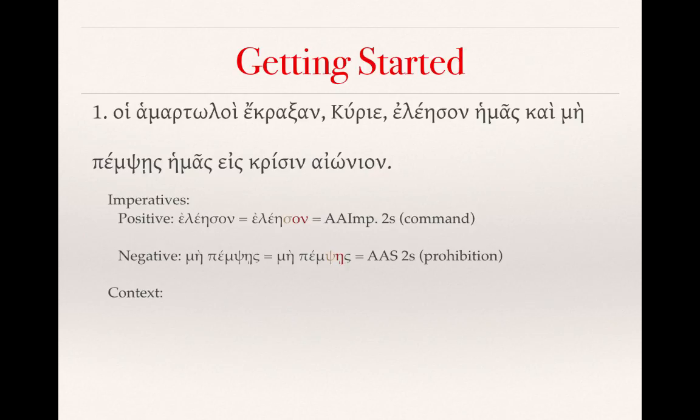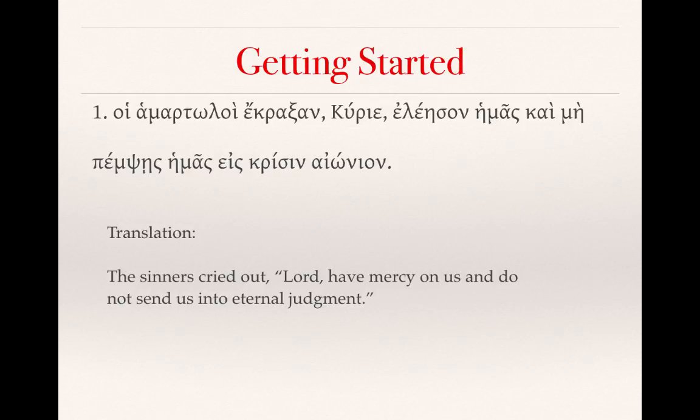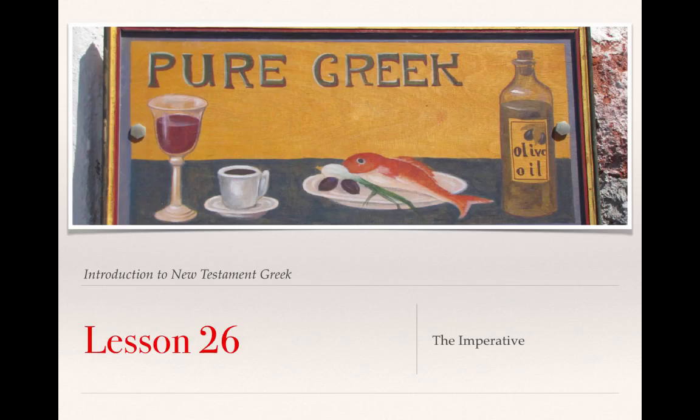And so as I pointed out, context is key. The vocative form of kurios is kurie. And so often you'll see the vocative when there is an imperative. You are directly addressing somebody to do or not do something. And so with this information, we have enough ground to translate. So we would translate it something like, the sinners cried out, Lord, have mercy on us, and do not send us into eternal judgment. All right, that is a brief introduction to the imperative.